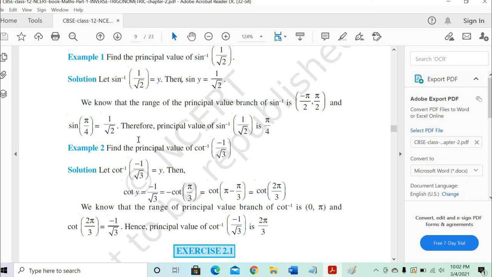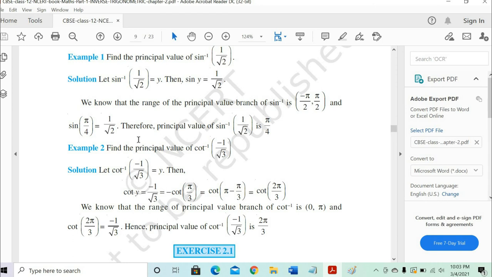Is the minus pi by 3 in the table? Go to the cot inverse table. What is the principal value range of cot inverse? 0 to pi. So is the minus pi by 3 coming between 0 and pi? No, sir. So you have to make it come in the range of 0 to pi. So what we'll do? Subtracted by pi. Yes, correct. Cot of 180 minus theta is minus cot theta. So you have to do pi minus pi by 3.